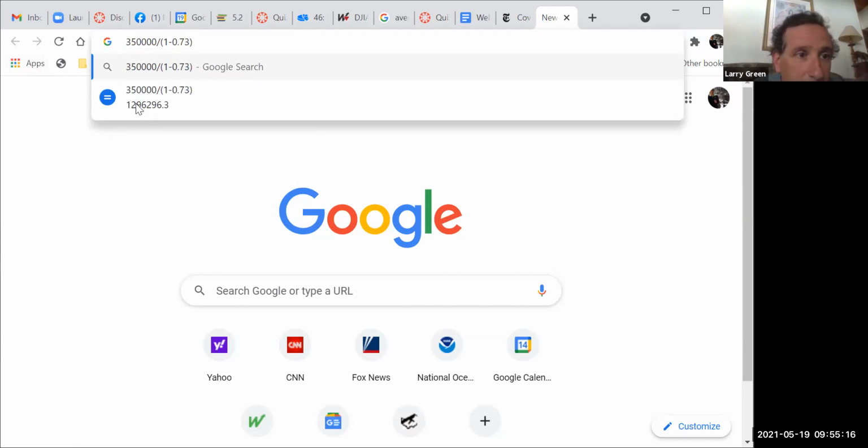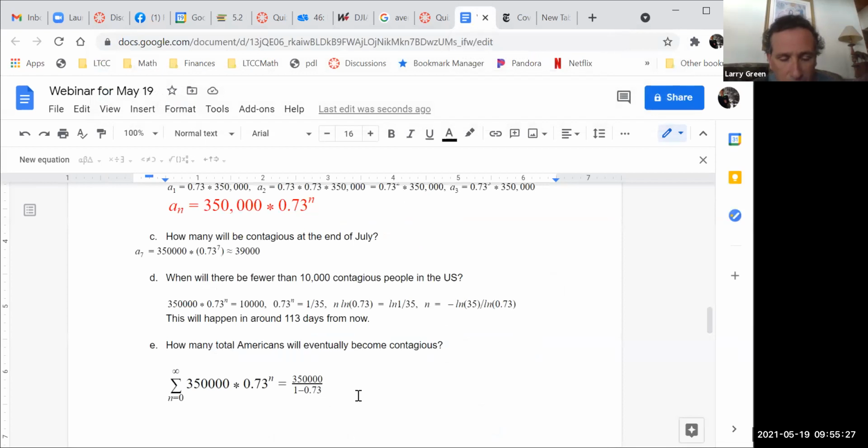And you get 1,200,000, how about 1.3 million about? I'm going to do some rounding. So around 1.3 million people, or Americans, will get it between now and the end.